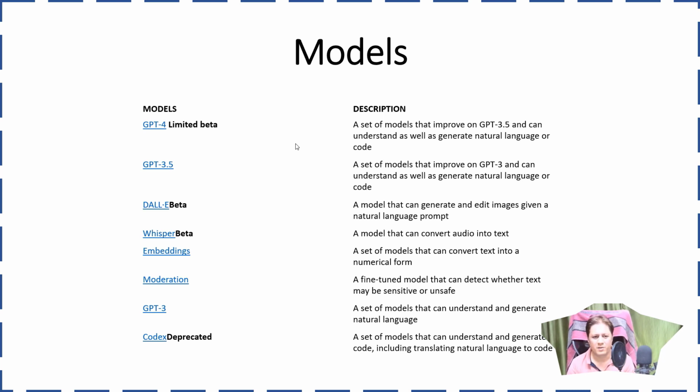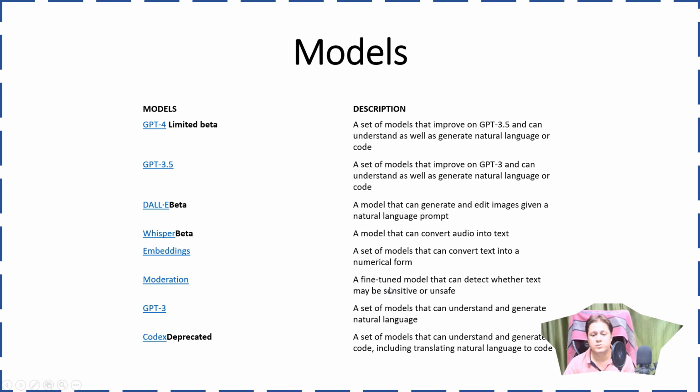These models you need to understand, the very important models like GPT-4, then GPT 3.5, DALL-E, which is related to images. Whisper is related to speech, audio into text. Embeddings are related to text into numerical format. Moderation, this is very important.